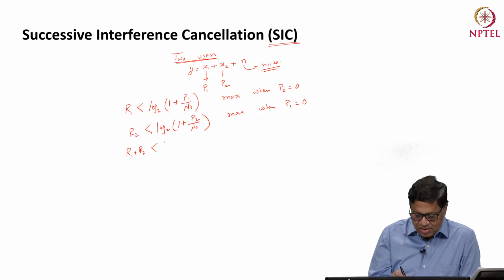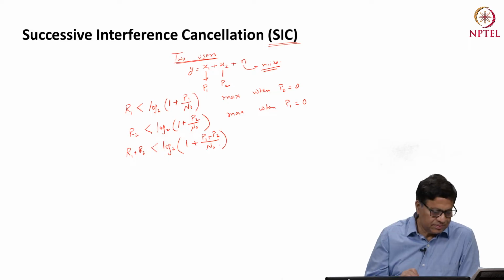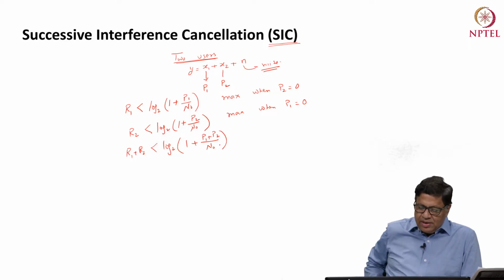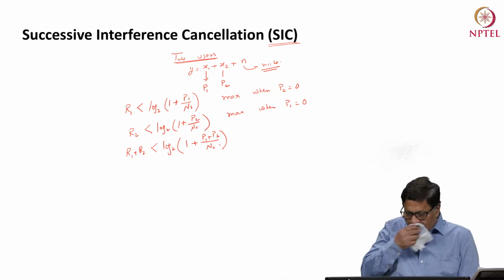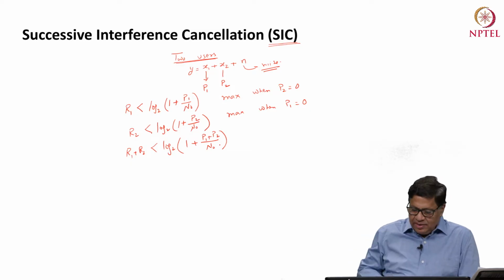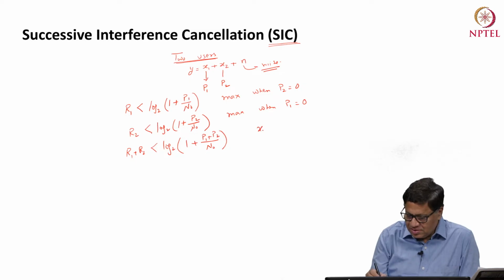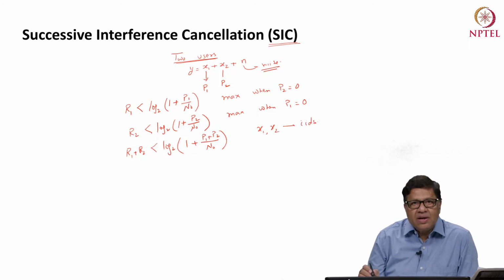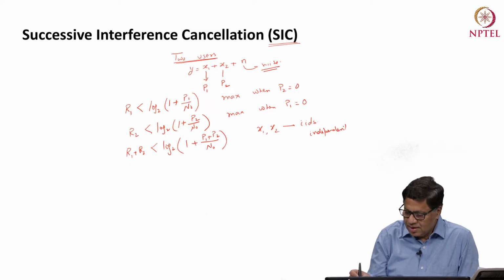Now let us see the sum rate, R1 plus R2. It will be less than log 2 (1 plus (P1 plus P2) divided by N naught), where x1 and x2 are IIDs. So we'll assume that the data of user 1 and user 2 are IIDs, that is, independent and identically distributed.